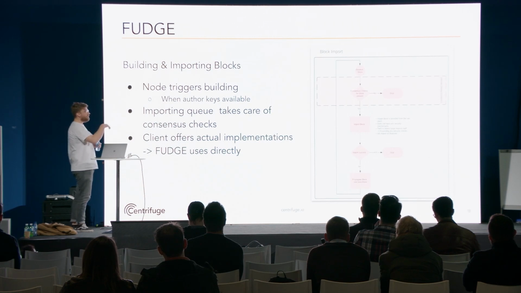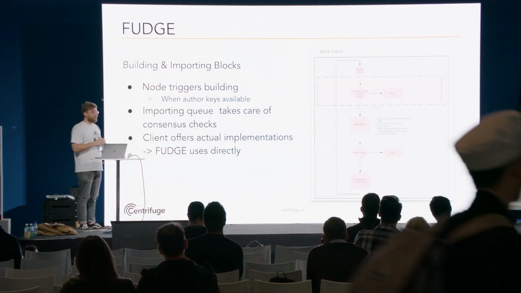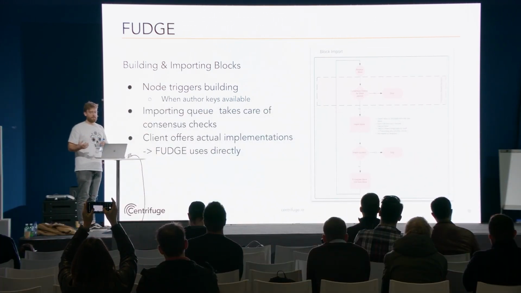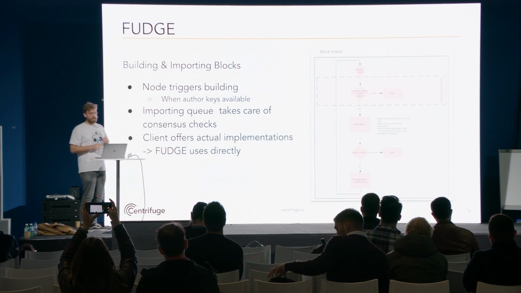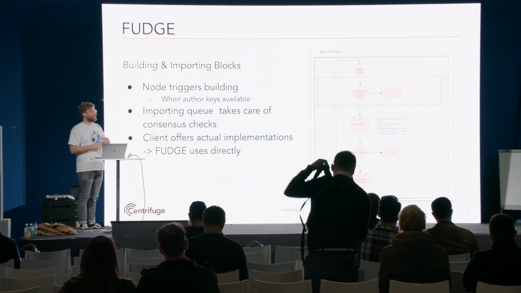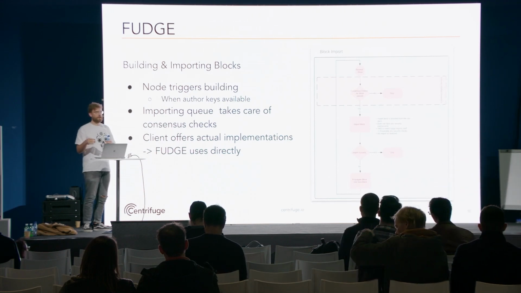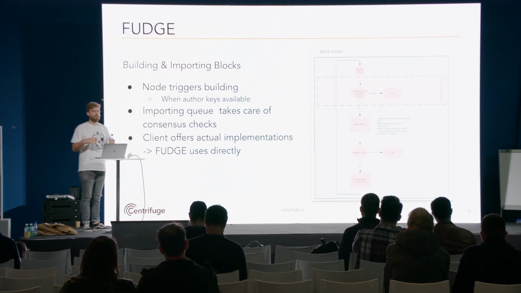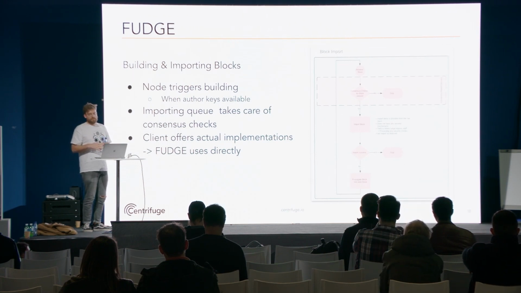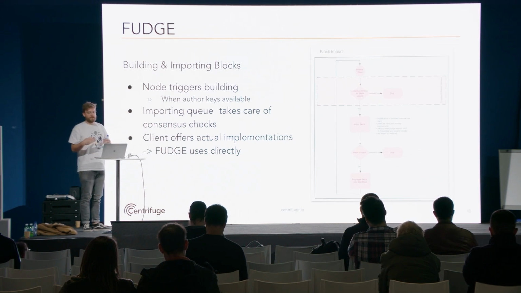Well, in this flow chart, a really simplistic flow chart for how we import blocks, usually you get a notification from the network that you have received a block, and the consensus input queue then takes care of checking if this block is valid from a consensus perspective. So if the signature is the right one, if it's an author that should be building the block at this specific height, and something like this.